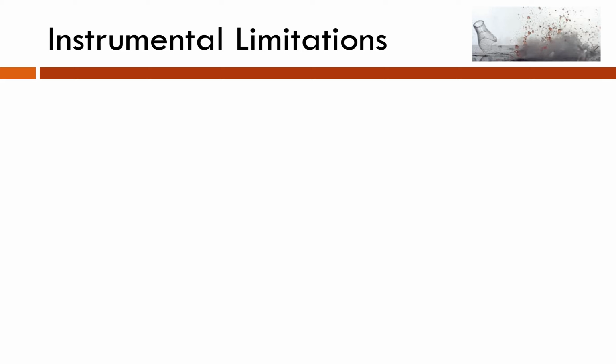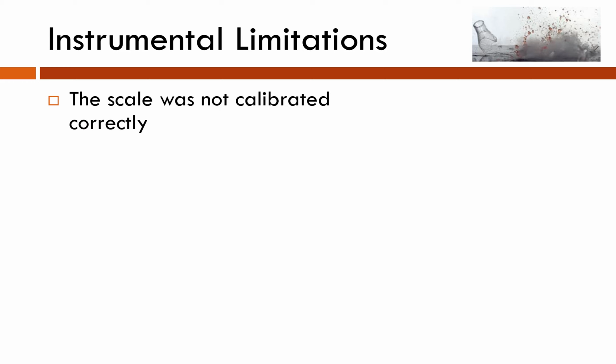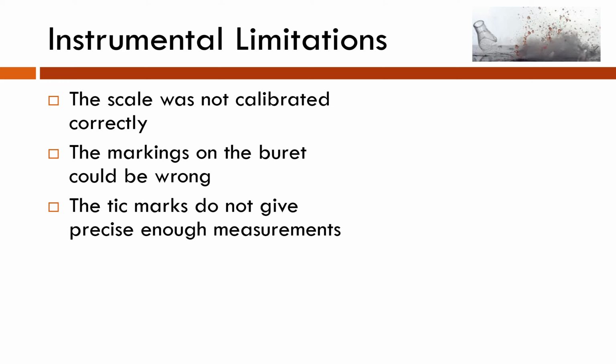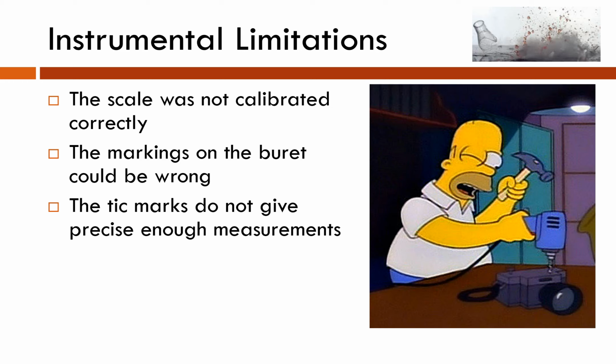Instrumental limitations. Okay, if you're not going to blame yourself, maybe we're going to blame the instruments. For example, maybe the scale was not calibrated correctly. Maybe the markings on the burette are wrong. Or maybe the tick marks do not give precise enough measurements. I've seen all of these as reasons for why percent error is not equal to 0. You've got to make do with the tools that you've got and use them the way they are intended. For example, if the scale is not calibrated correctly, you put a beaker on it and it tells you it weighs 2 grams, don't use that scale or bring it to the front and get it calibrated.